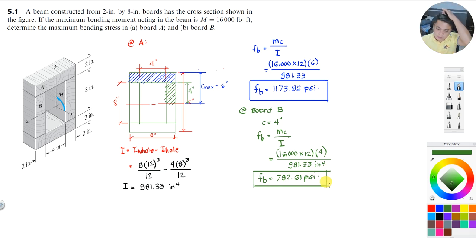Okay, so depende sa pinagko-consider. But definitely, kung sino yung mas mataas yung fiber, mas malayo yung fiber from the neutral axis, medyo mas malaki yung stress po sa kanya. Okay? Question po? Sige po. If no more questions, so I'll give you 5 minutes to copy.